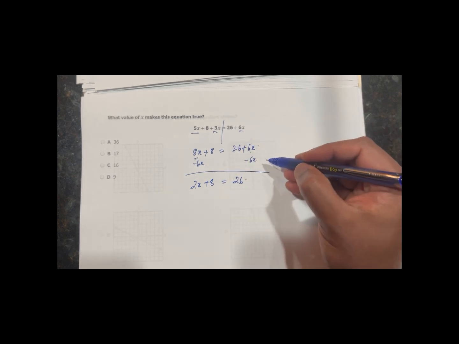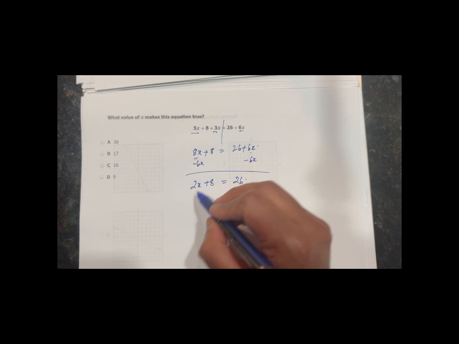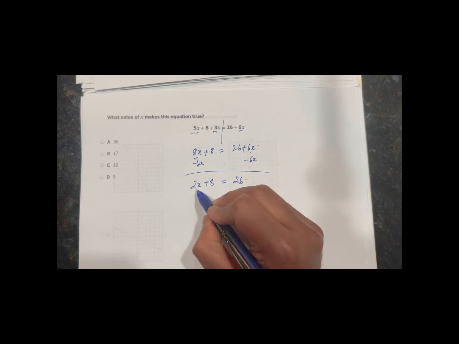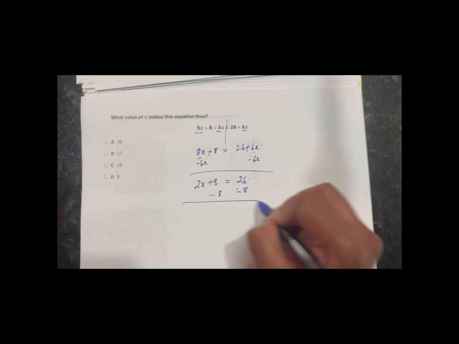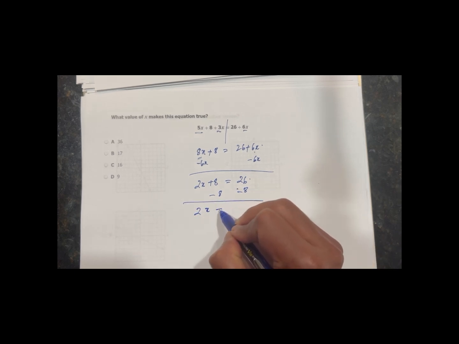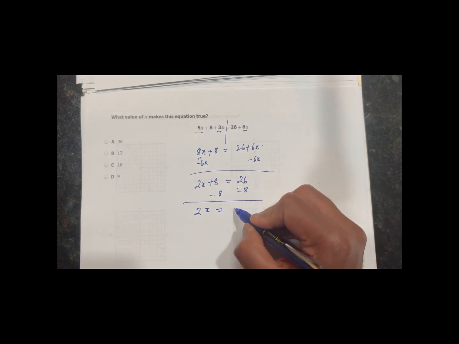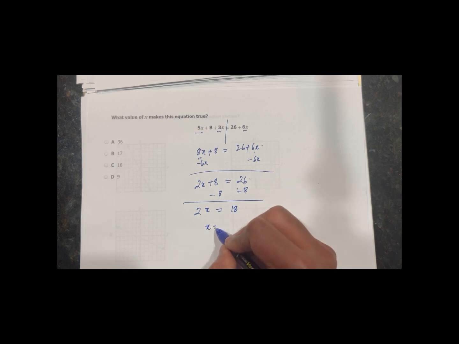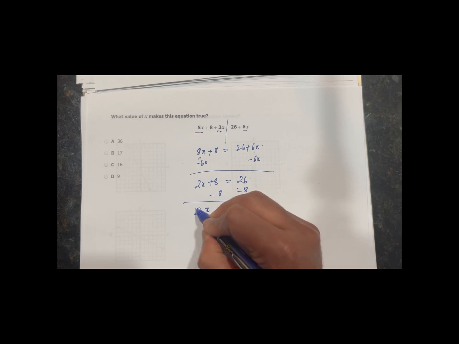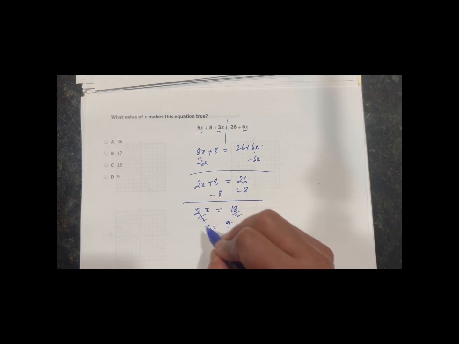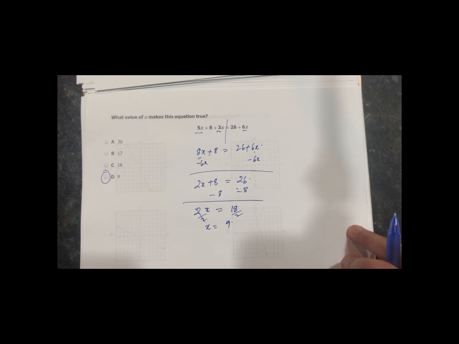Once you get really good at this, you can do multiple things at once, but it's just easier this way. Want to get rid of 8, so minus 8 from this side, minus 8 from this side. So 2x is equal to 26 minus 8, which is 18. Therefore, x, you divide this by 2, divide this by 2. x is 9. That should be pretty straightforward.